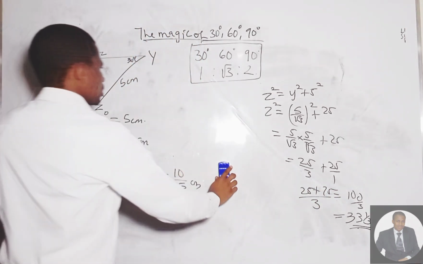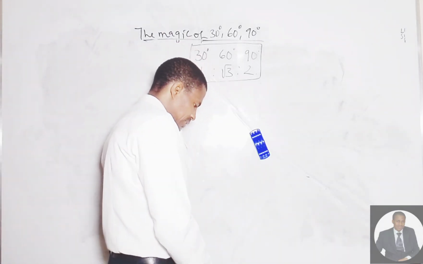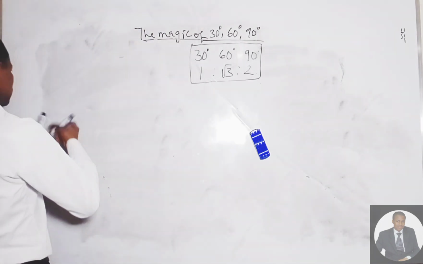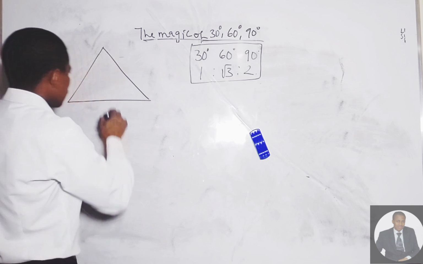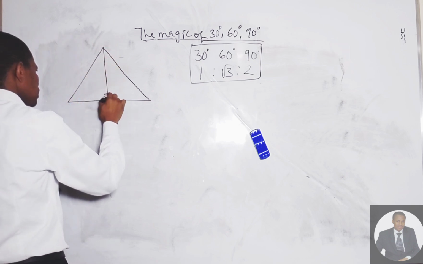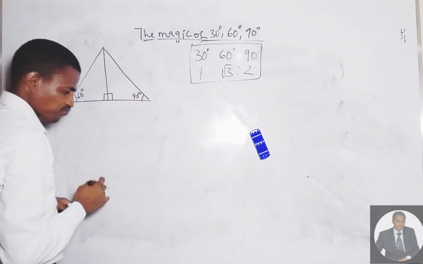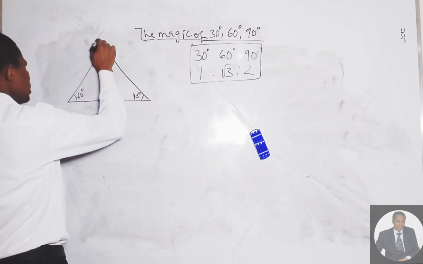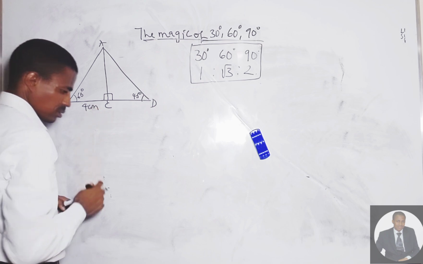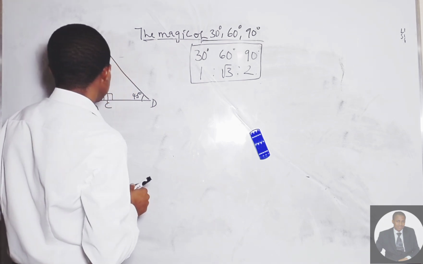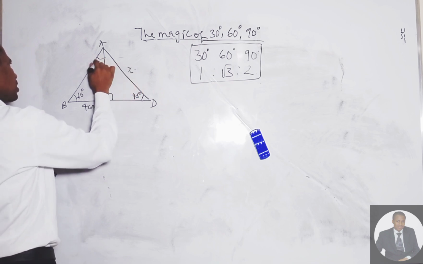So let's look at yet another question. A question that combines 30, 60, 90. Let's look at this triangle. This 60 degrees, and we are told this 45 degrees, and we have been told this is A, B, C, D, and this is 4 centimeter. We have been told to look for AD, x. Before we can look for this, we have to look for this angle 30.